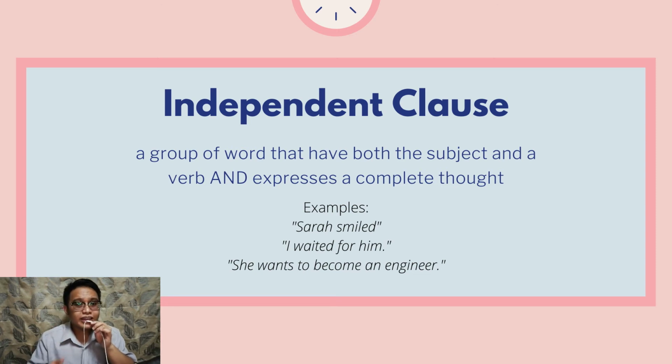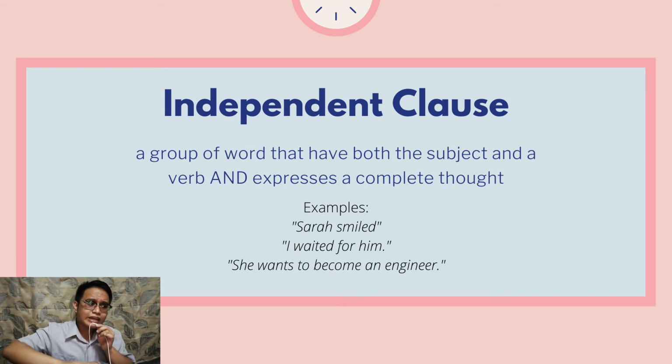So, it can stand on its own. That's the point. An independent clause can stand on its own. Let's say, for example, these are our examples. Sarah smiled. I waited for him. She wanted to become an engineer. So, these are all independent clauses. Okay? So they can stand on their own.